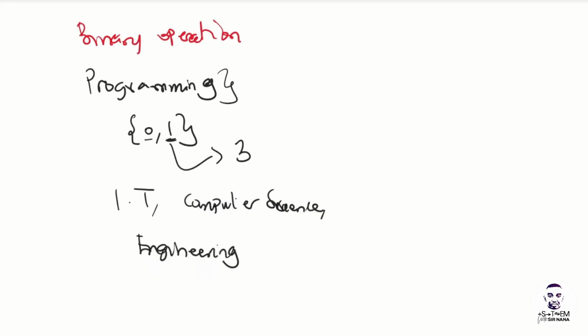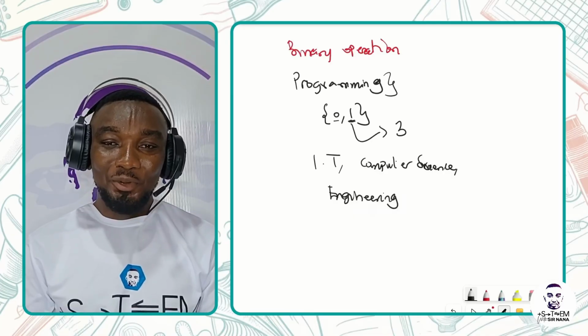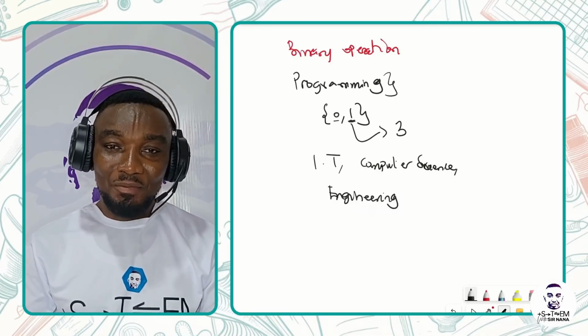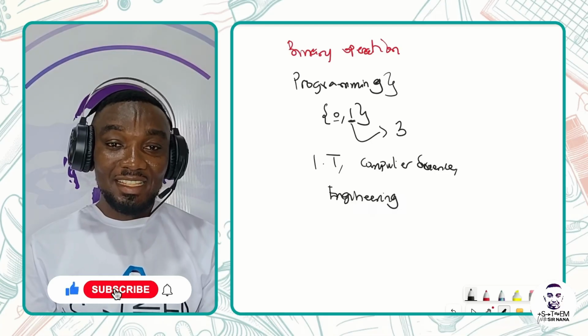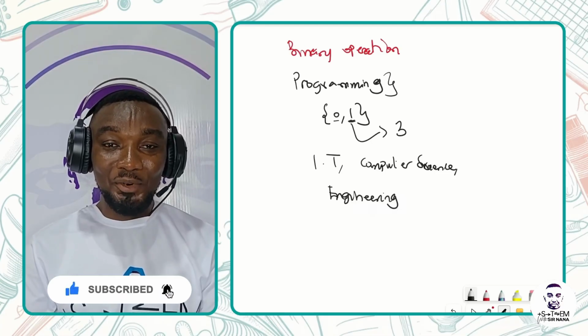So in this lesson, we have basically considered binary operation. We have looked at the introductory parts. We've tried to understand what binary operation is. In our next lesson, we'll be considering some symbols that are used in binary operation.